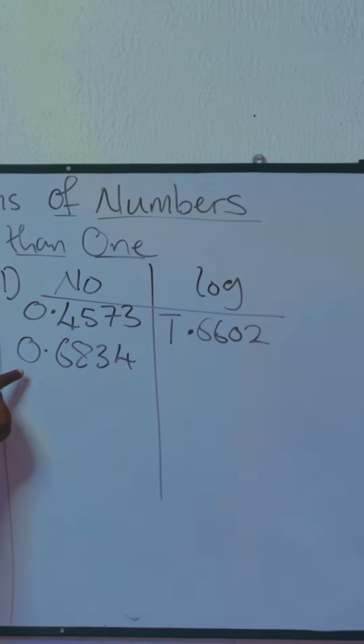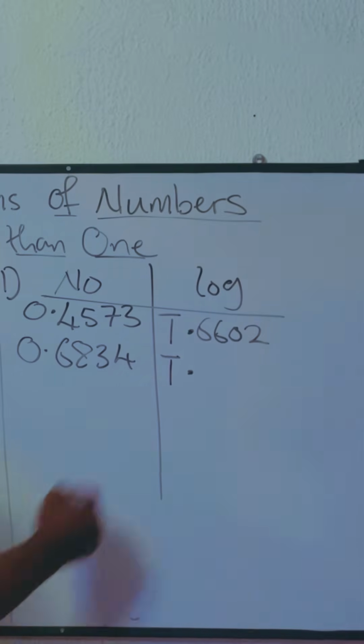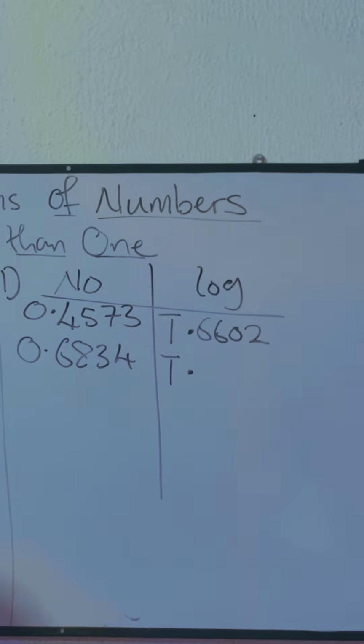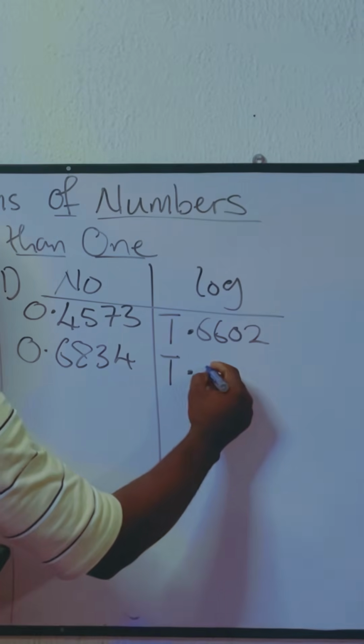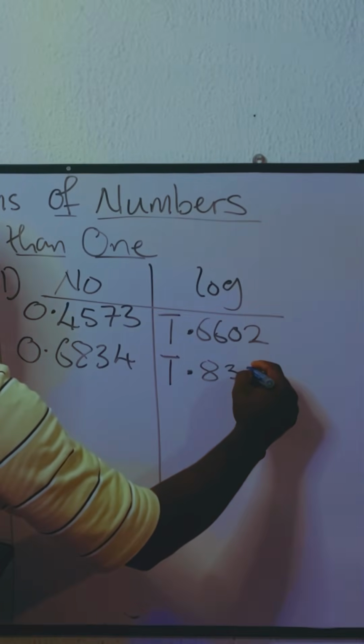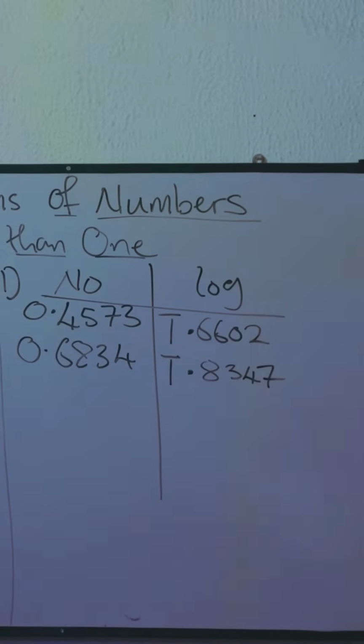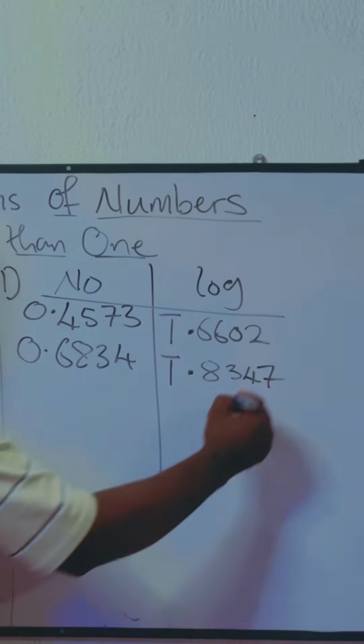And then the next one, we still have 10. That means bar 1 point. So we are looking for the logarithm of 6.834. And that gives us 0.8347. So the next step is to add.